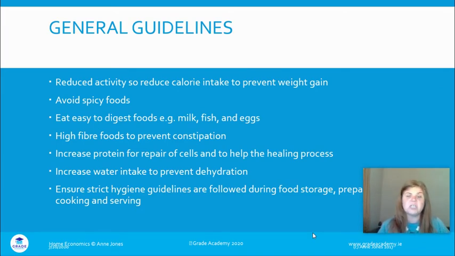Increasing your water intake to prevent dehydration, and that applies for everybody. And obviously, strict hygiene guidelines during food storage, preparation, cooking, and serving in order to prevent infection of the person who is convalescing, which could be detrimental to their health if there was an issue with food poisoning.